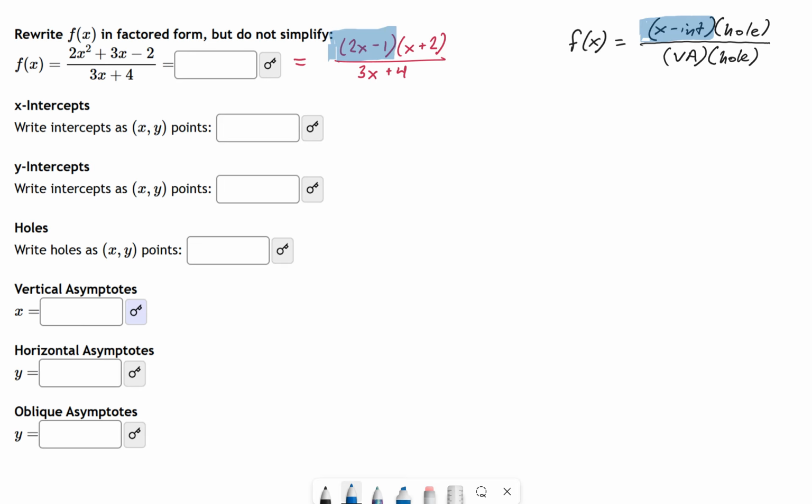So the way I turn that into an x-intercept is pretty easy. You just set the factor equal to 0, and then you solve it. So that gives you x equals 1/2. And that should be written as an x-intercept, which is (1/2, 0). So that would be my answer right here. Okay, that's the x-intercept. The y-intercept is not found in the equation easily.